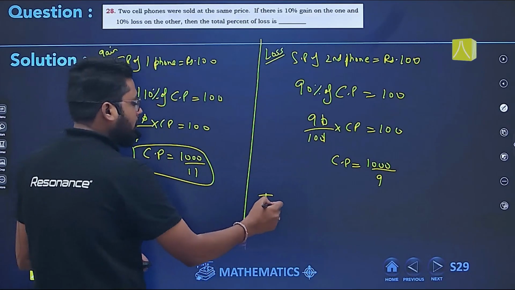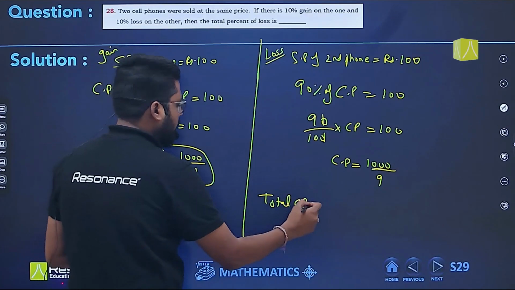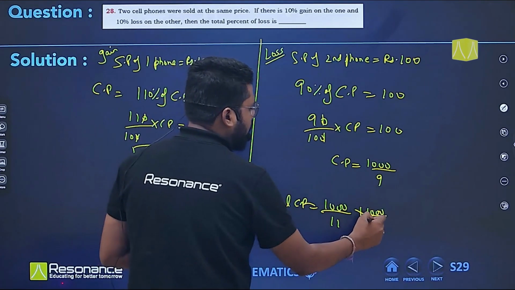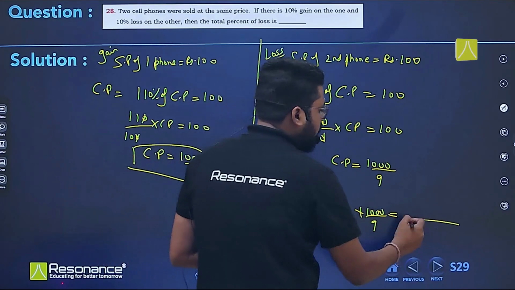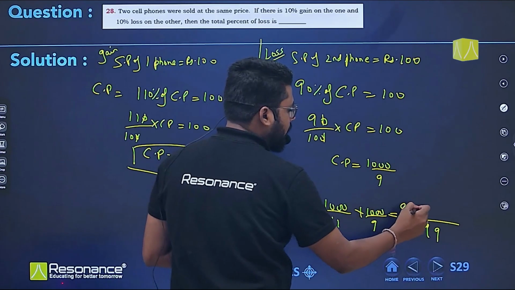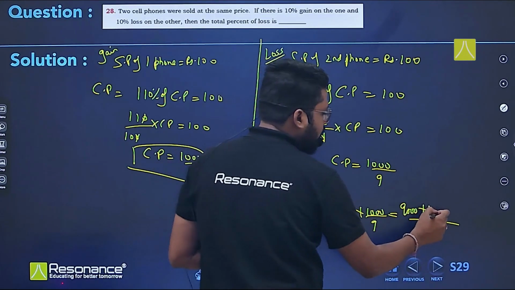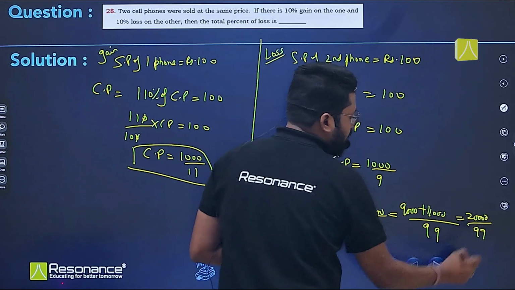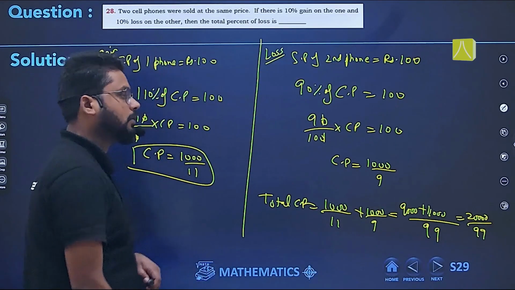So total CP will be 1000 by 11 plus 1000 by 9. So LCM is what? You will get 99. So 1000 to 9 is 9000. 1000 to 11 is 11,000. So that is 20,000 by 99. Okay, that is cost price.